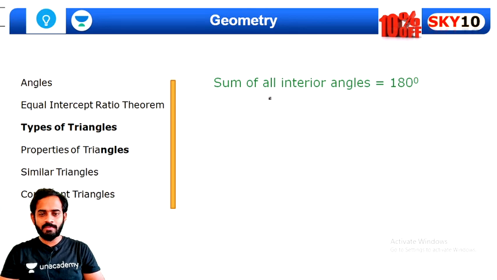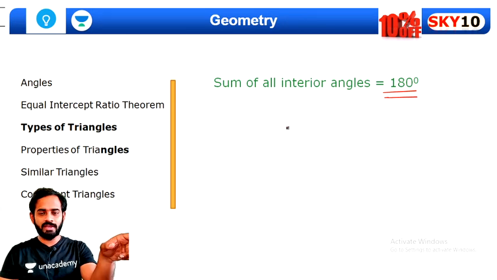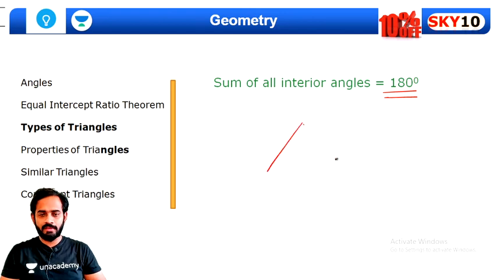The sum of all interior angles of a triangle is 180 degrees, right? Now, why is it 180 degrees? I'll quickly explain this. Okay, let us say we have this angle as A, this is B, and this is C. Okay, give me a minute.